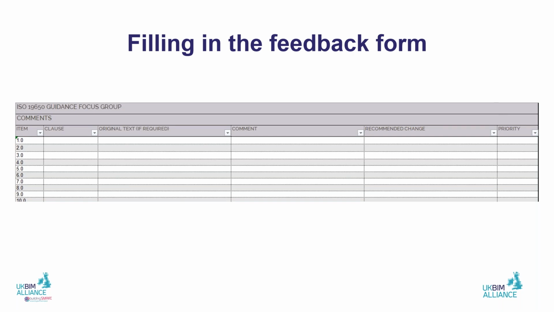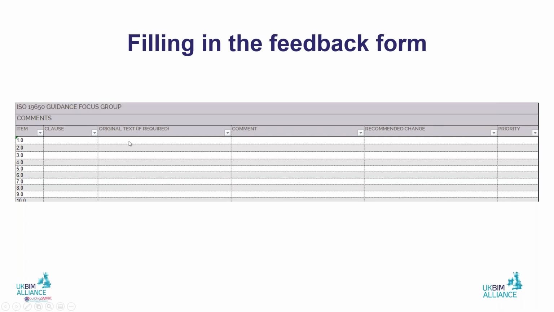It looks a bit awe-inspiring if there's nothing in there, but if you're filling it in, and some of you will have done already, it's very easy to fill out. All we're asking you to do is number the clauses or items so that we can relate to them later if I or one of the other focus group members has to talk to you about it. The next column is the clause. We always need to know which clause you're referring to so that we know which one we're commenting on. And that is the clause number in the guidance, not in ISO 9650. We're not asking for commentary on ISO 9650 here. We're asking for the guidance specifically.